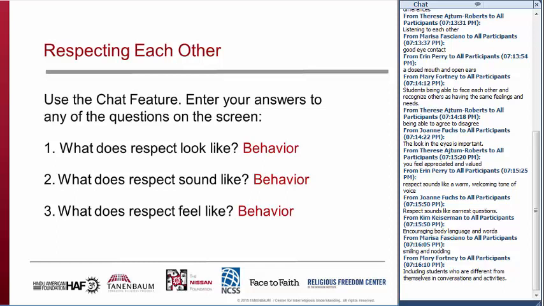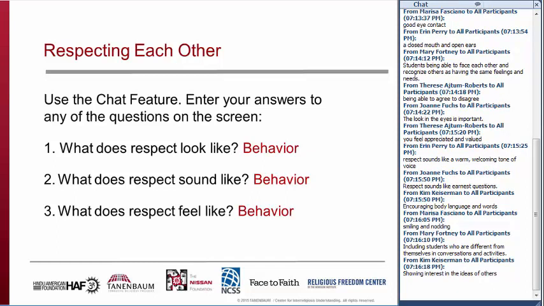But you can see that when we're talking about looking at the behaviors: encouraging body language, smiling and nodding, including students who are different from themselves in conversations and activities. So you could actually see a student go and include someone. That would be a behavior. Showing interest in the ideas of others. That could be anything from raised eyebrows to head nodding, all of those kinds of things. What's really key here is that we're focusing on behavior as opposed to thoughts.